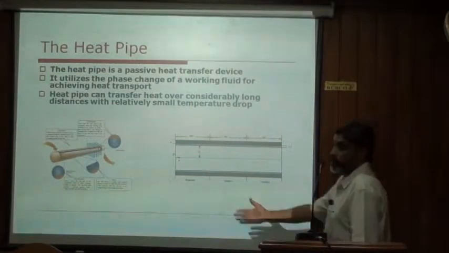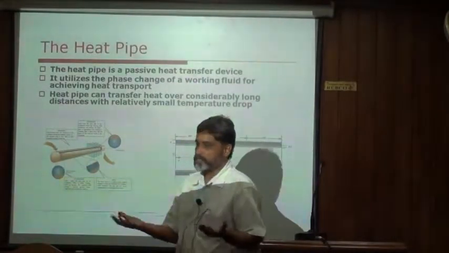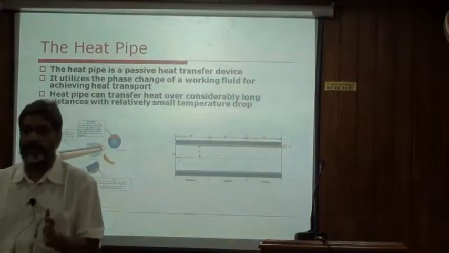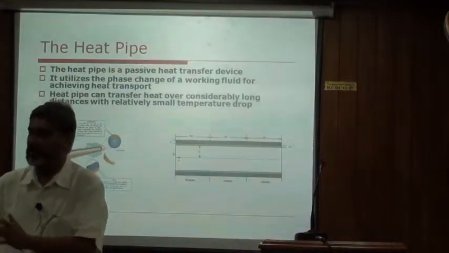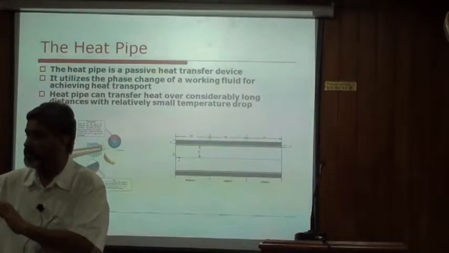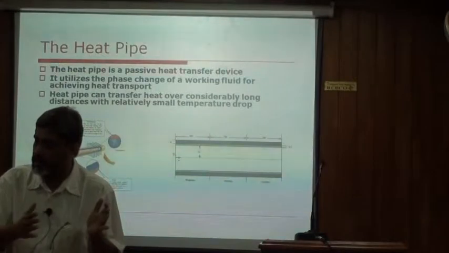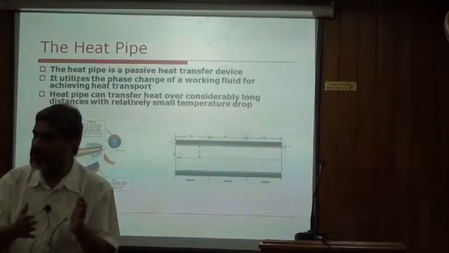I am not explaining, you already know about the heat pipe. The heat pipe has its container, the big structure. You have an evaporator section, an adiabatic section, and a condenser section. You apply heat here, you remove heat on the other side. Or rather, the heat pipe is used to transfer heat over a long distance with minimal temperature drop.